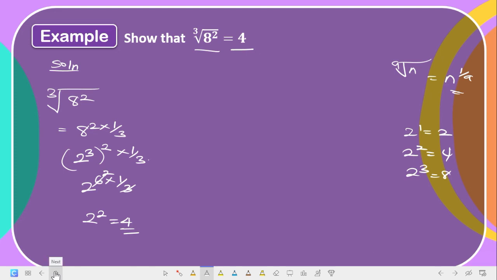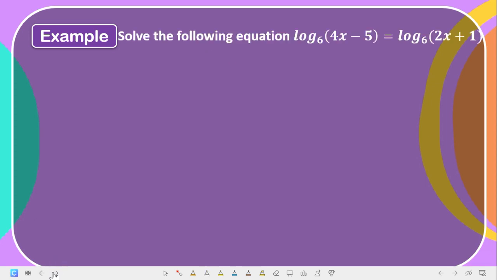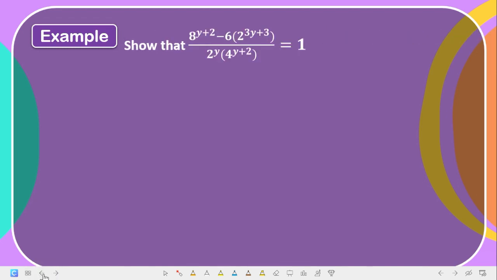Okay, the next one is we are asked to show that this is equal to 1. Wow. This looks very, very intimidating, man. But then we are going to solve it together.